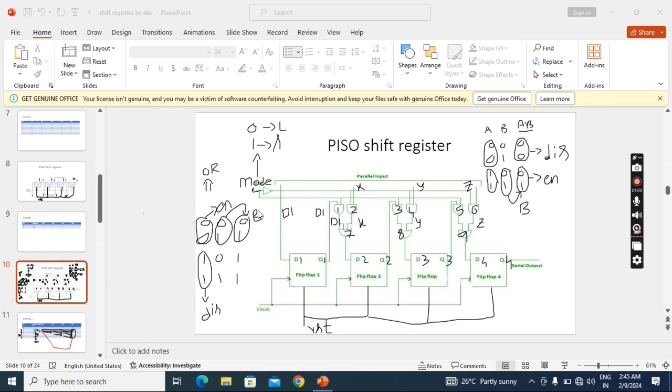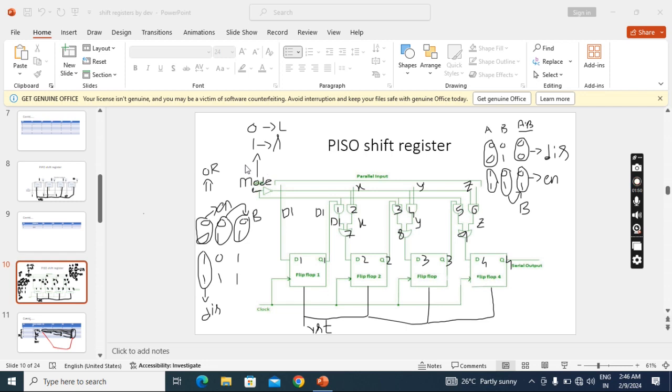This is the 2 input OR gate truth table. When any input is 1, the output becomes 1. So it becomes enable when the control input is 0, and it becomes disable when the control input is 1. Initially this data goes directly to the flip-flop, but the remaining bits do not go directly, they go through gates. Sending this data through these gates to the flip-flops is called parallel in, or parallel loading. And here you can observe this mode value, one time it will be 0 and another time it will be 1.